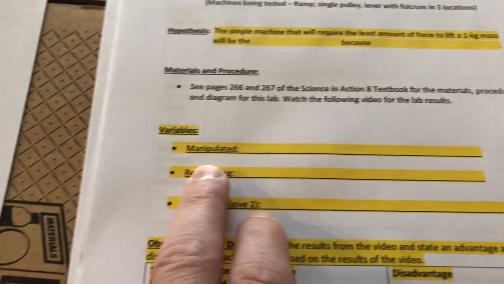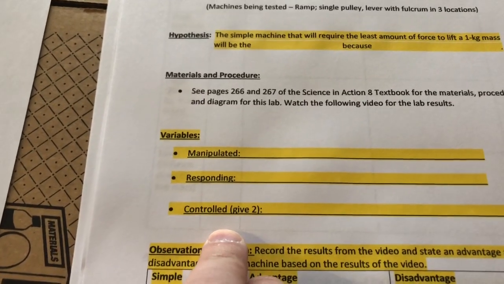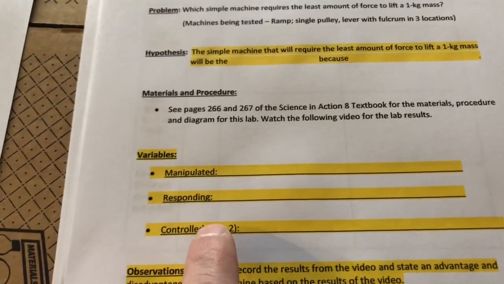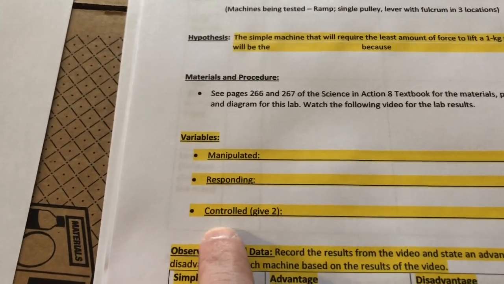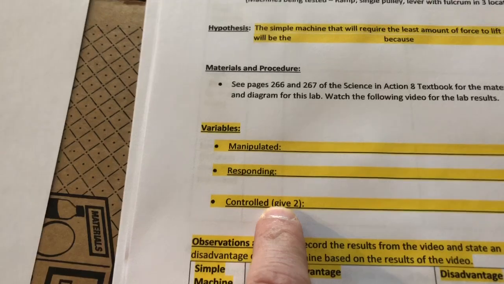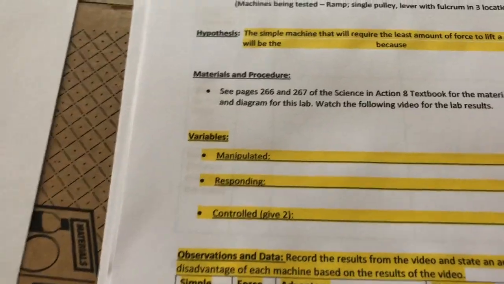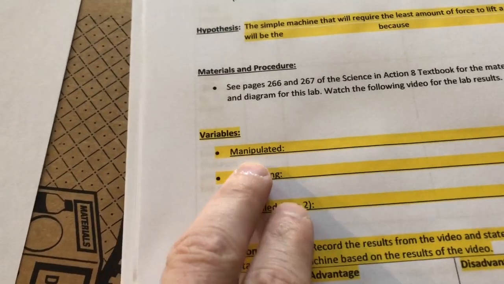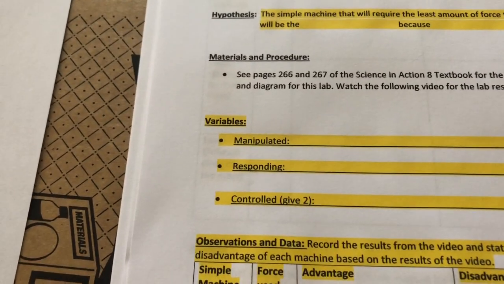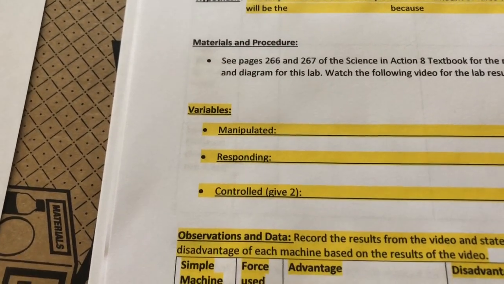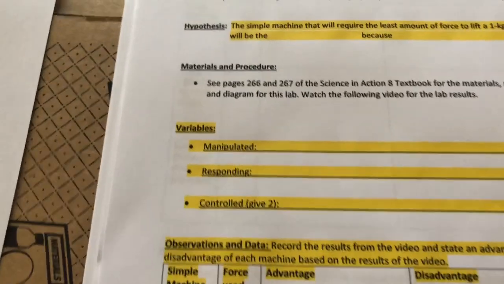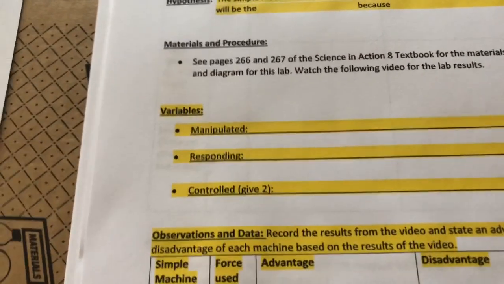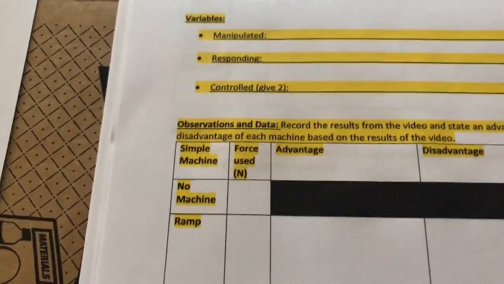And then your manipulated, responding, and controlled variables. You guys actually did a really good job with this last lab. Where some of you made mistakes was you only gave me one controlled variable. I always ask for two. And then also be specific, okay? I know with the last lab, a lot of you were just saying that the beams of light, I was looking for the incident angle, reflected angle. So make sure you guys are consistent with that.